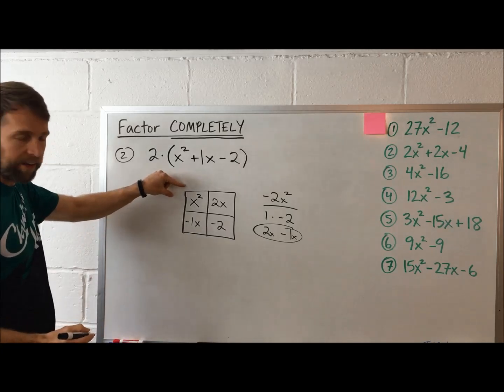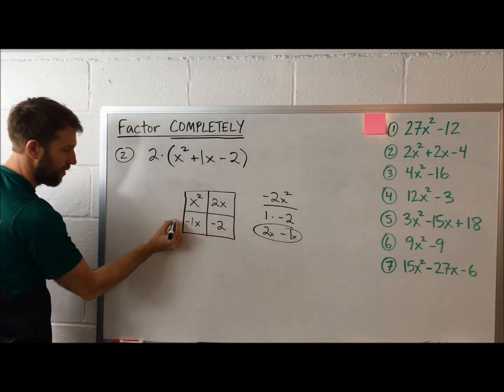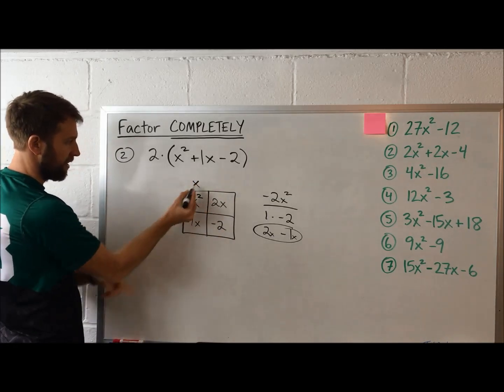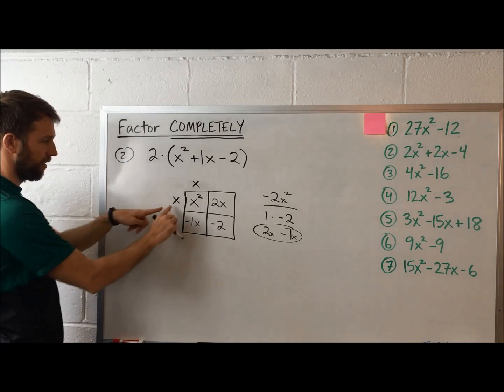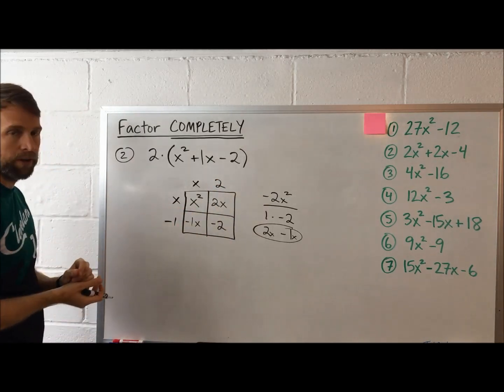Some people start at the x squared. I always like to go for the negatives. This is a negative and a 1 is in common. That means that needs an x. X times x gives me x squared. X times what? That would be 2. That was pretty quick and pretty easy.